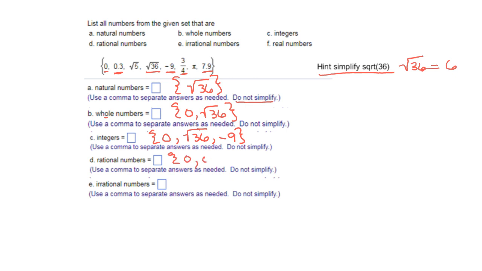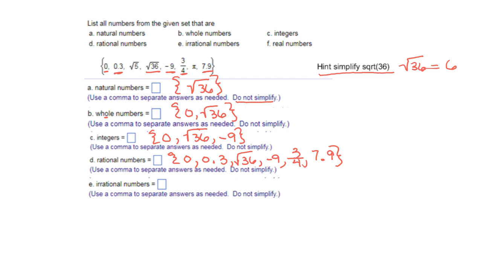So I'm going to include all of those with my rational numbers. So 0, 0.3, my square root of 36, -9, 3/4, and 7.9. So if you remember on that last slide, you are either rational or irrational.